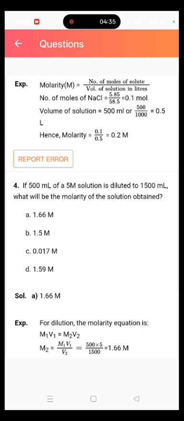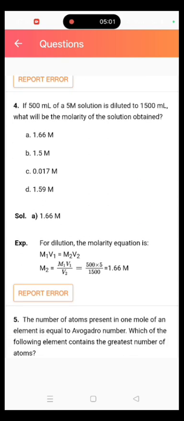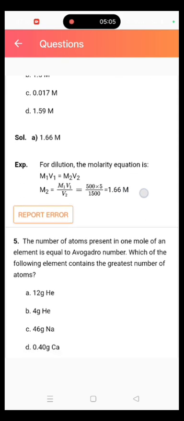Next question. If 500 ml of a 5 molar solution is diluted to 1500 ml, what will be the molarity of the solution obtained? We know the equation for dilution, that is M1V1 equal to M2V2. M2 is equal to M1V1 by V2. M1 is 5 molar, V1 is 500, divided by 1500, and you will get option A, 1.66 molar. Clear?